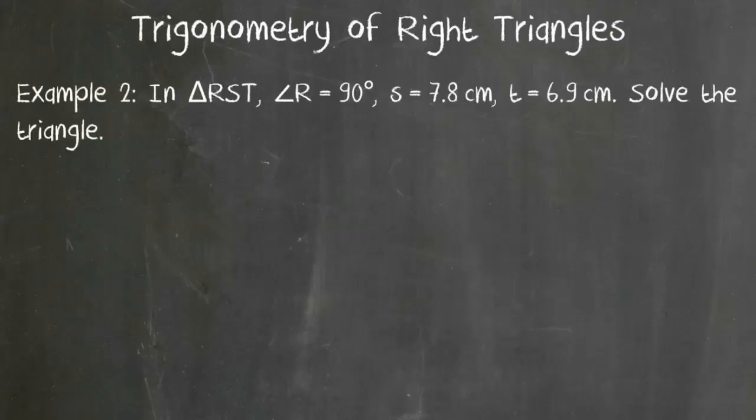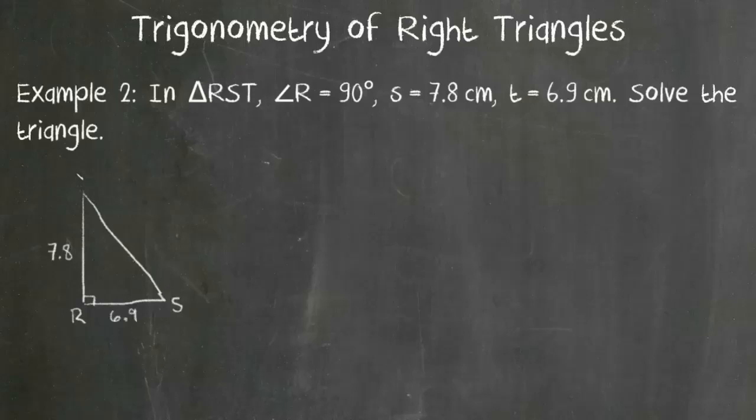Okay folks, in example 2 we're told in triangle RST, angle R is 90 degrees, S is 7.8, and T is 6.9. So we start by drawing our right triangle. That right 90 degrees corresponds to angle R. Again, we use capital R for angle, and then lowercase for side. So side S is 7.8, which tells us that angle S is across from that. And same thing with side T is 6.9, so angle T is across from that.